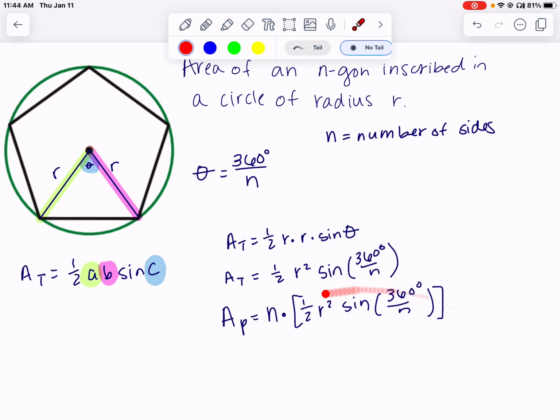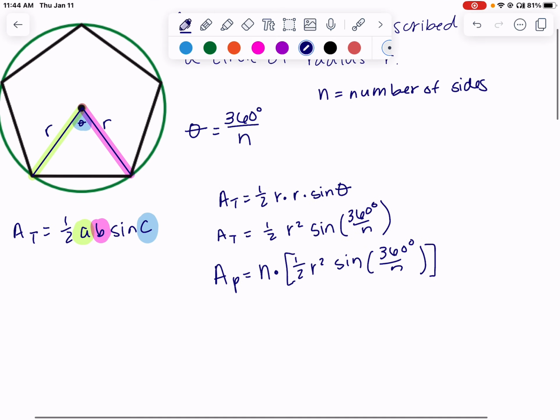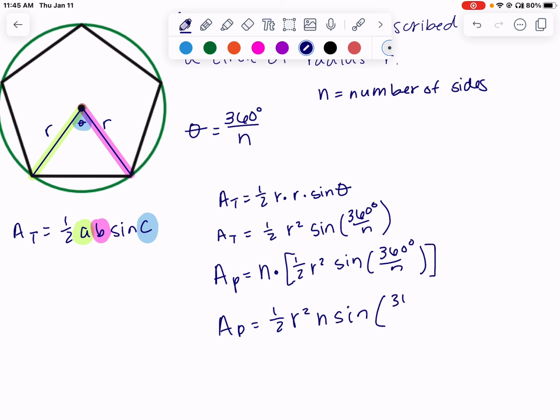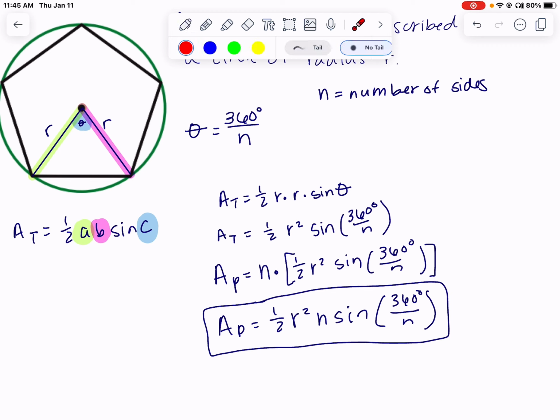So this could be written in different ways. This is one way to write it. We could bring the 1/2 out to the front, 1/2 r squared n times the sine of 360 over n. We could rewrite this in a multitude of different ways. However, this expression will now always find the area of an inscribed regular polygon as long as you know the length of the radius of the circle and how many sides your polygon has.